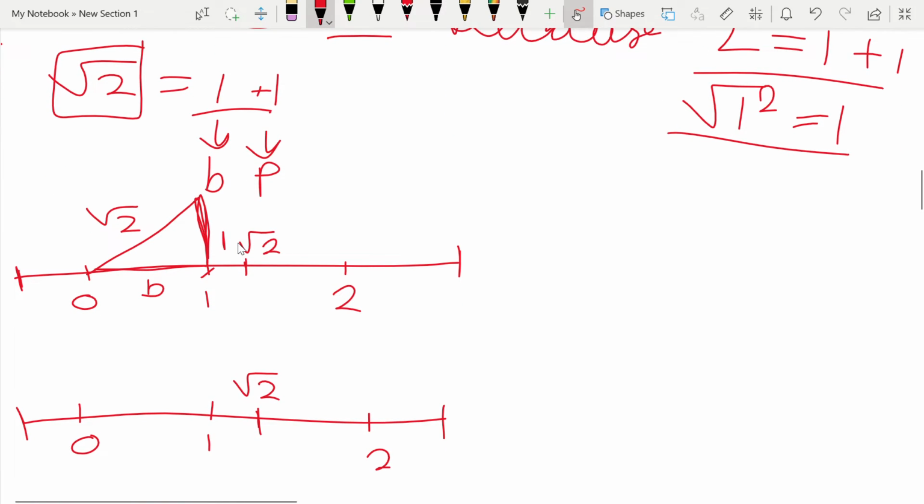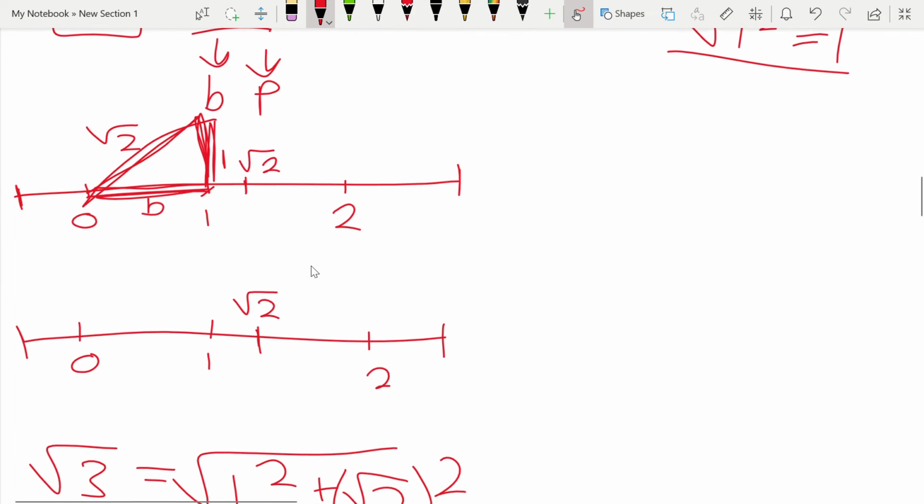So we've got the height, which is 1. We've got the base, which is 1. And this is going to be our under root 2. Okay? So we've got under root 2 somewhere along here.